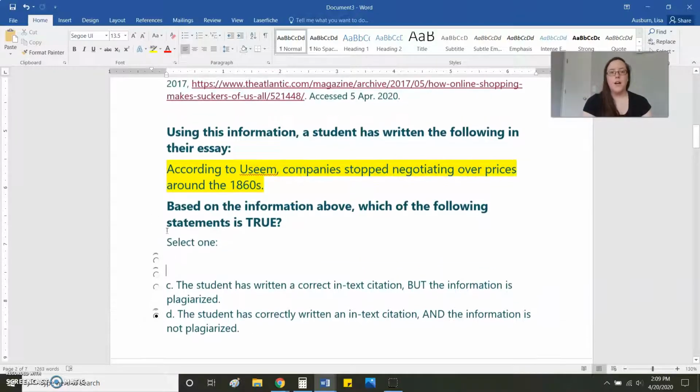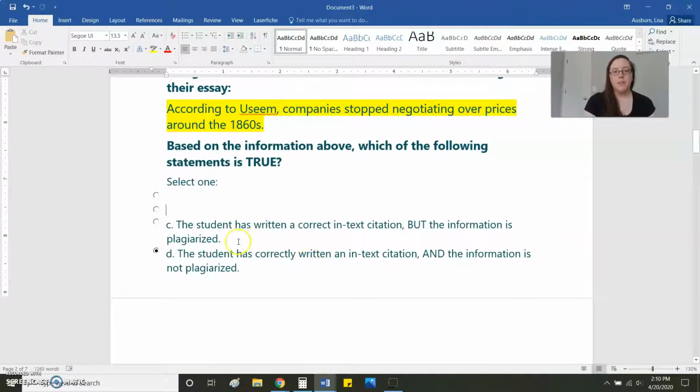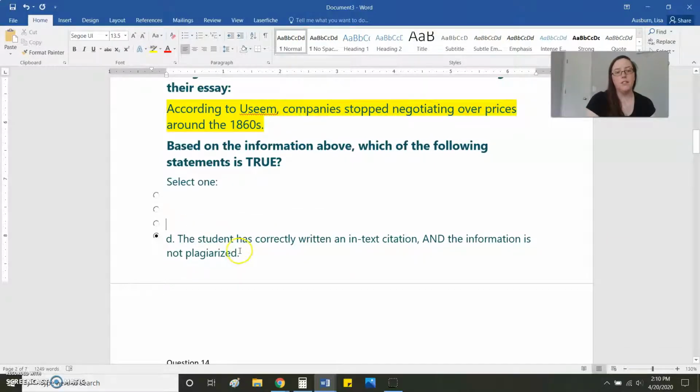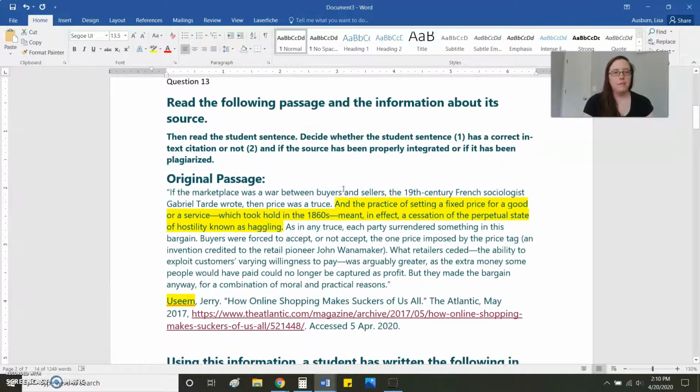All right, so now our next question is, is the sentence plagiarized or has it been paraphrased correctly? Well, the author of the passage wrote, and the practice of setting a fixed price for a good or a service, which took hold in the 1860s, meant, in effect, a cessation of the perpetual state of hostility known as haggling. Now, what the student wrote says companies stopped negotiating over prices around the 1860s. That is a perfect paraphrase of the highlighted sentence from the passage. So this information is fine, it's not plagiarized. And so knowing that, we can say that C is not the correct answer, and so D is the correct answer. The student has correctly written an in-text citation and the information is not plagiarized. D is the correct answer for question number 13.